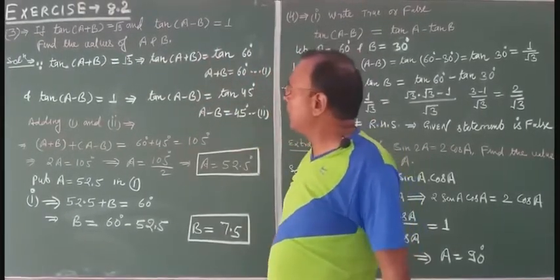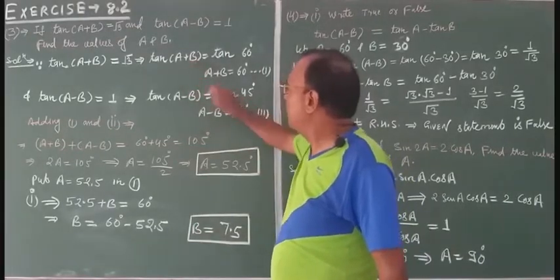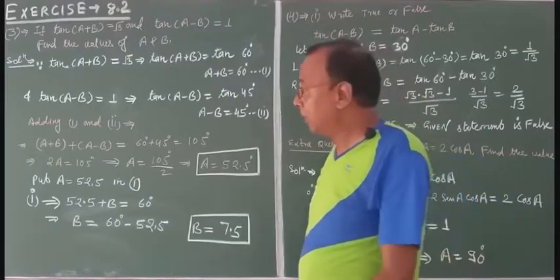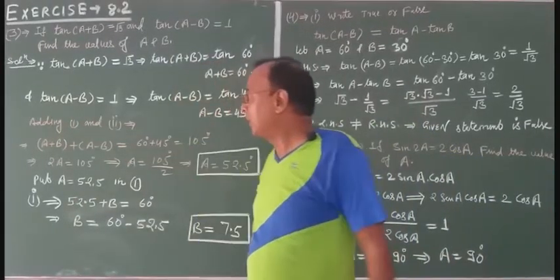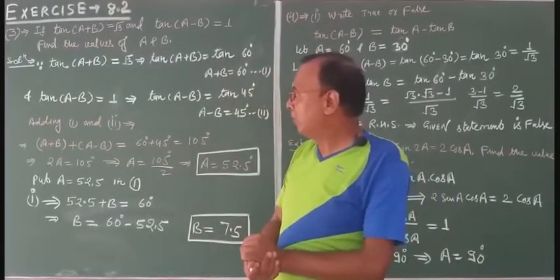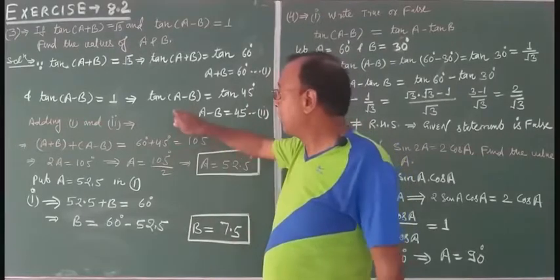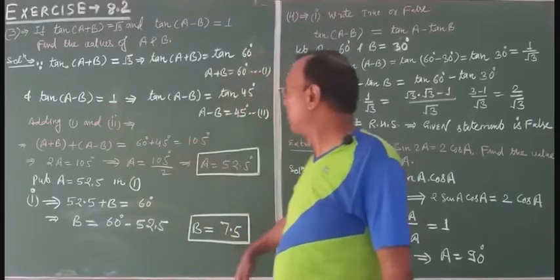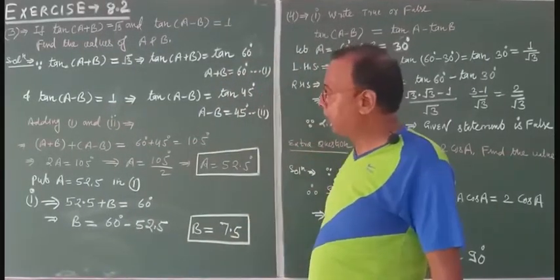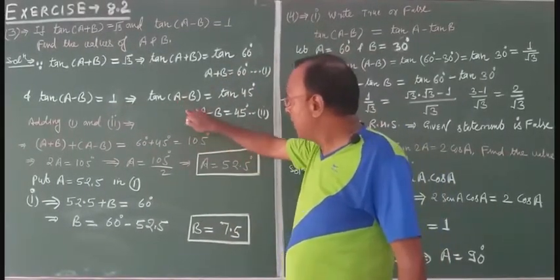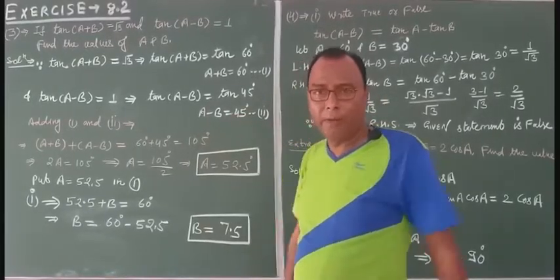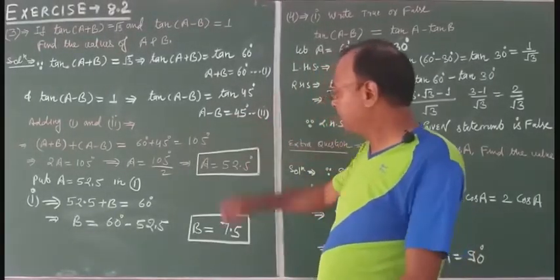It means what is written in place of A? A plus B is 60 degree. Now this is another equation: tan(A minus B) is equal to 1. It means tan(A minus B), where the value is 1, that is tan 45. Tan 45 means A minus B is 45 degree. This is equation number 2.